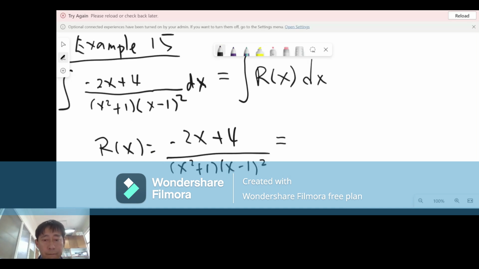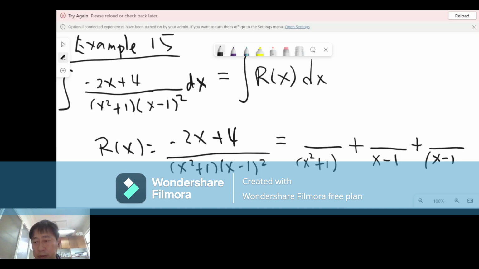The rules of partial fractions require the function r be expressed as the sum of three partial fraction terms. The first partial fraction term contains the irreducible quadratic factor. The second and third terms comprise the linear factor x minus 1 and x minus 1 repeated twice. Since the linear factor is repeated twice, the decomposition of r into linear factors should also contain two such terms. One term is the linear factor raised to the power of 1 and the second raised to the power of 2.